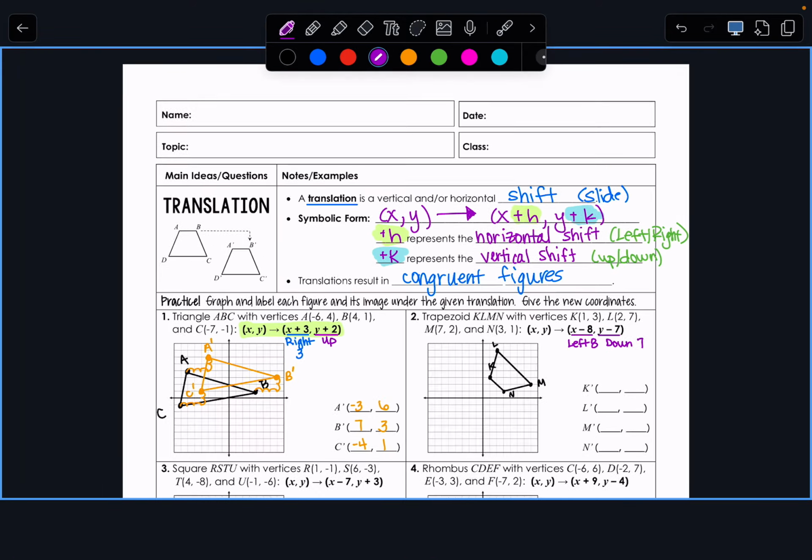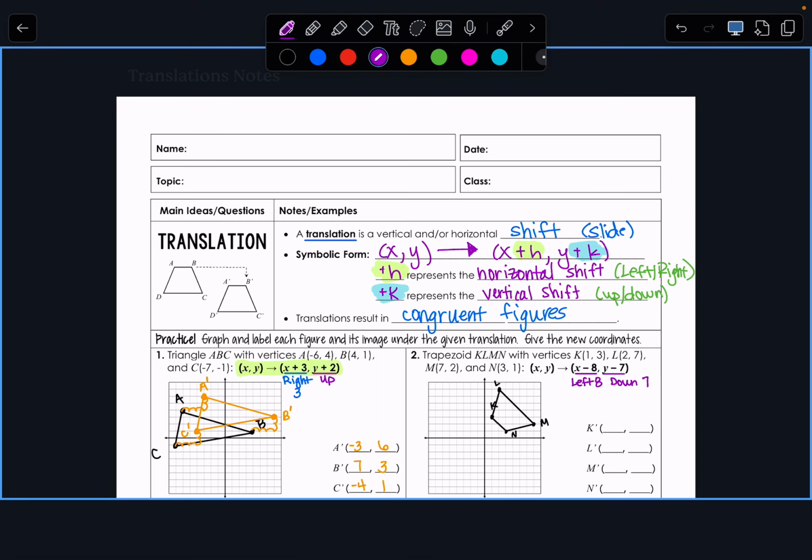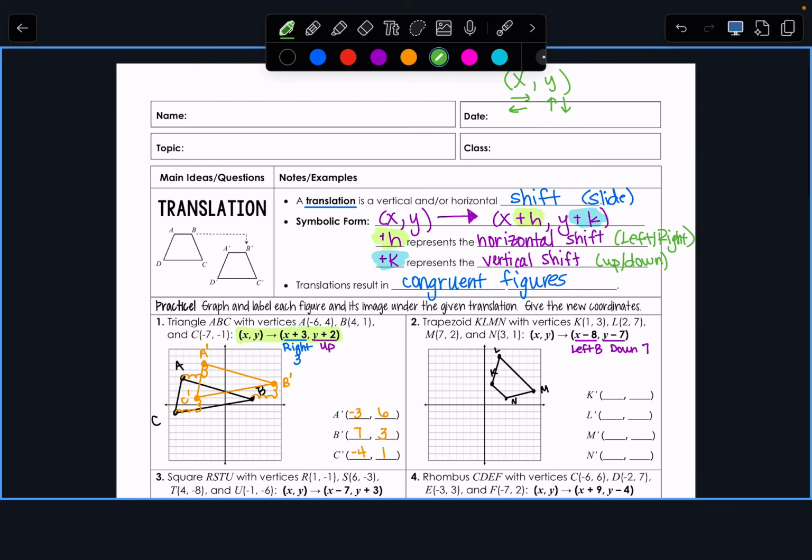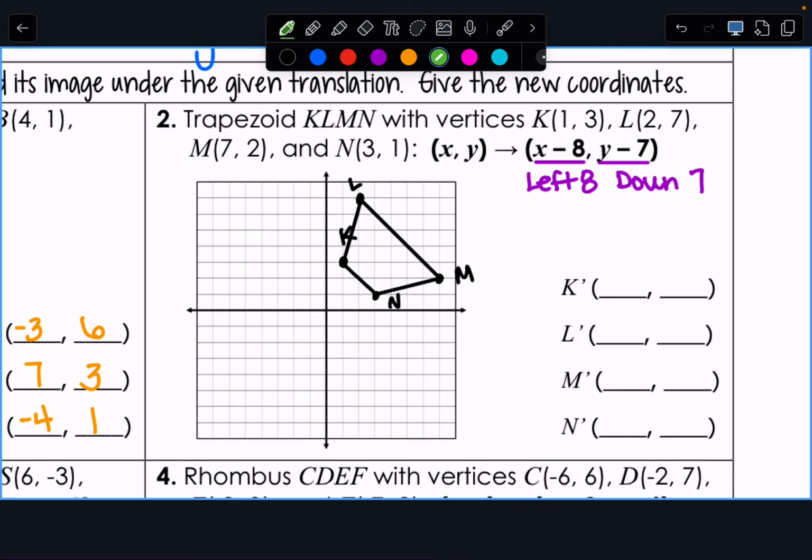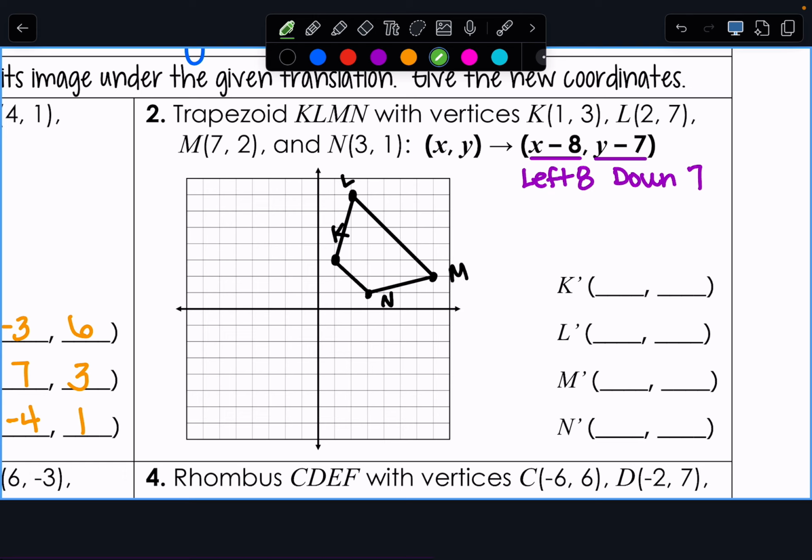So if you need this reminder, x comma y. X means we're going right or left. Y means we're going up or down. I don't know who needs that reminder, but if you need to write that down, maybe that will help you. Okay? So, with each of these lovely coordinates, we need to go left 8 and down 7. Okay? Can you count?